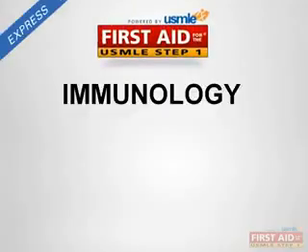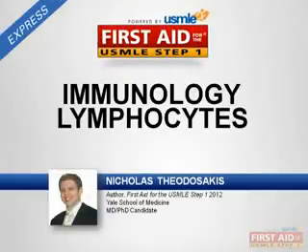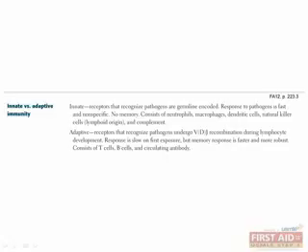Now, let's review the different cells of the immune system. First, let's discuss innate and adaptive immunity. These are important concepts in understanding the immune system. In particular, as we discuss different disease processes, try to think about which branch of the immune system is predominant in guiding the body's response to disease.